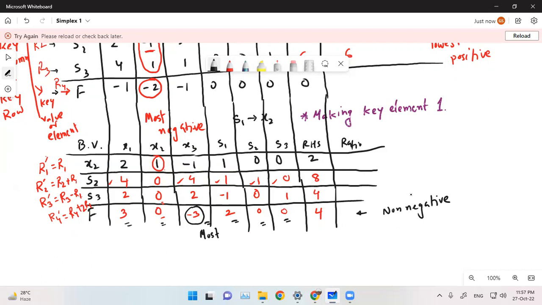Since we still have -3, one of them is negative, so we have to keep continuing. So keep doing the iteration. Most negative is -3. So this is our key column.